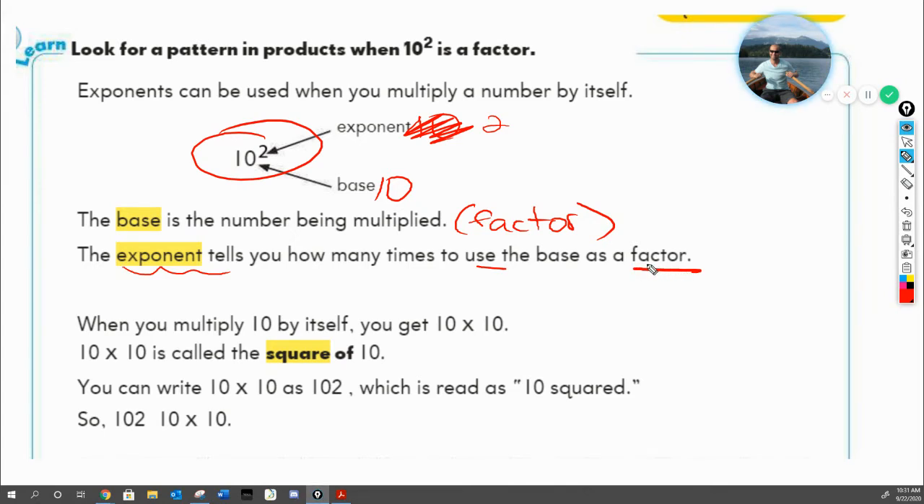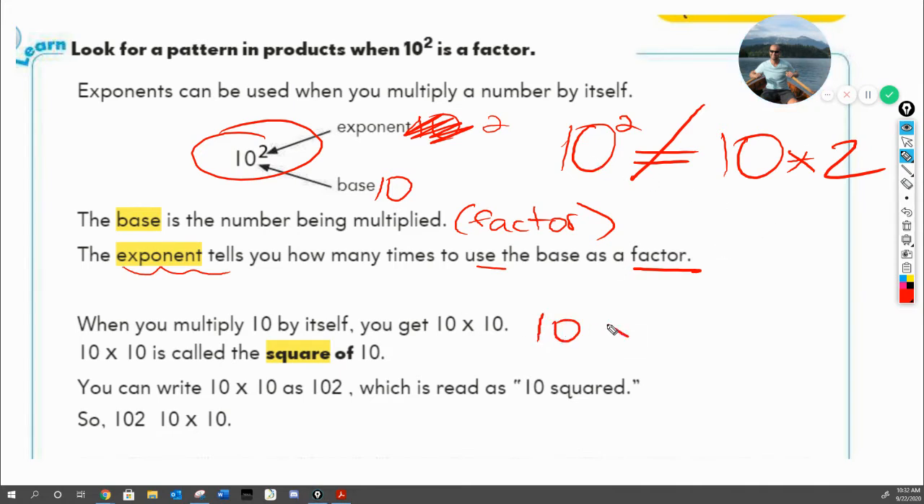I cannot stress highly enough. 10 squared does not equal 10 times 2. It does not. It says 10 is a factor twice. So what that means is 10, that's a factor because we're multiplying it times 10. 1, 2 times. Okay? So 10 times 10 equals 10 squared.